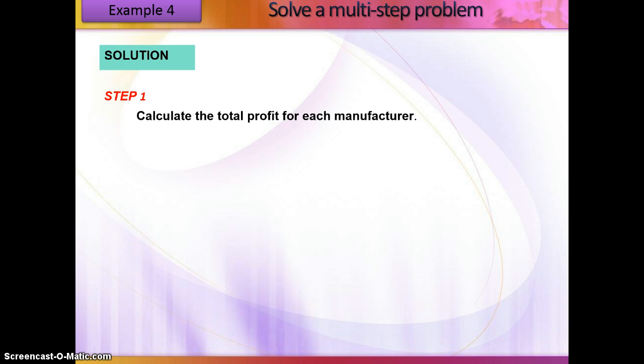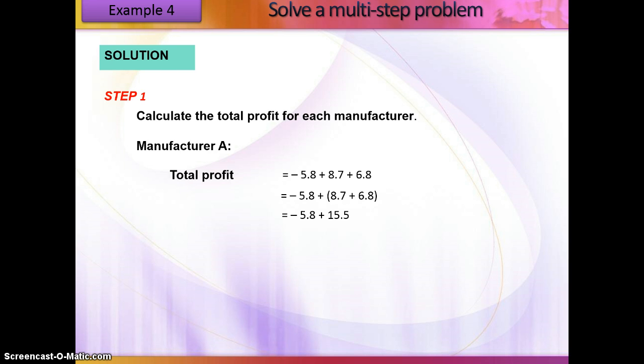Step 1. You want to calculate the total profit for each manufacturer. So for manufacturer A, the total profit would be negative 5.8 plus 8.7 plus 6.8. So when I group the two positive terms together, I add them to get 15.5. So now I have negative 5.8 plus 15.5, and the total profit is $9.7 million.